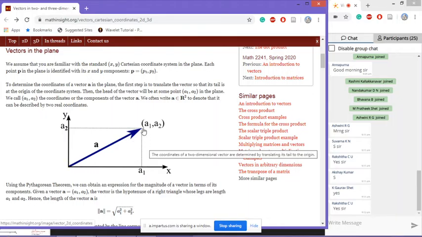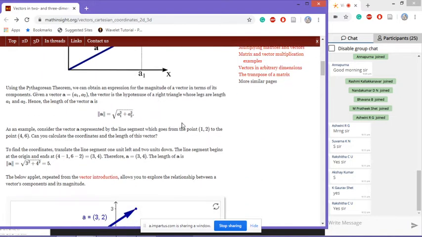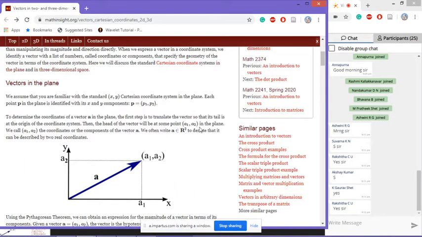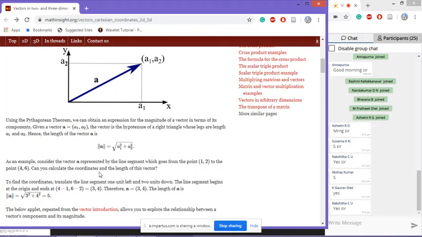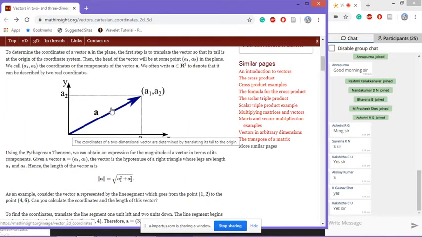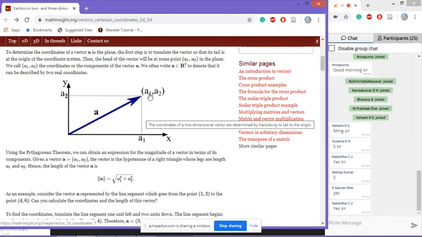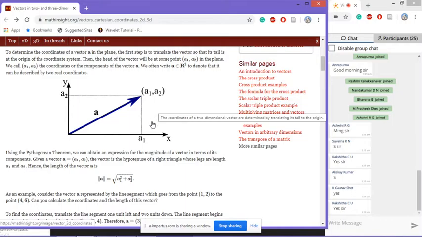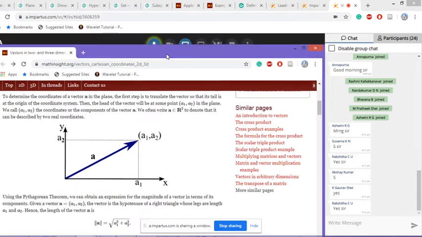It has the head and the tail, which starts at the initial coordinates. We can find the magnitude of this vector A just by applying the Pythagoras theorem. So you can see A is equal to root of a square plus b square. For example, if we consider this as 1 comma 2, I'll switch back.